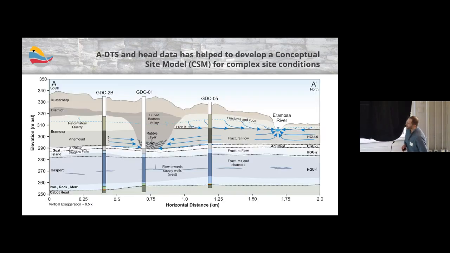The idea here is to take some of these measurements and the insights that we're gaining from this and use them to help piece together the conceptual site model for this local area, and then ideally for the larger Guelph area, to try and learn how these different features may be affecting the flow system.